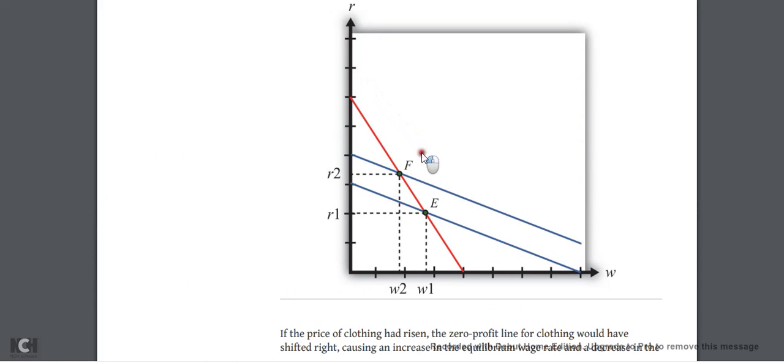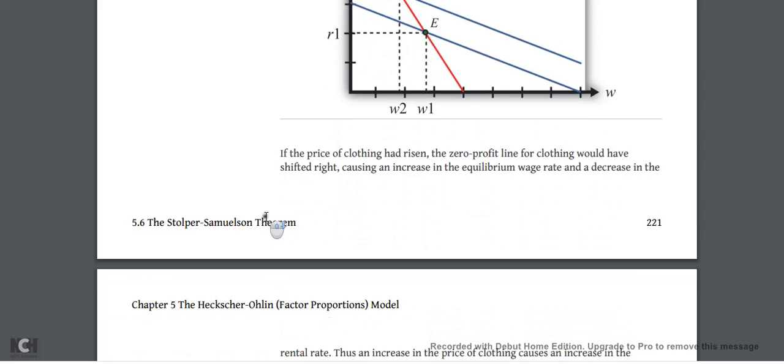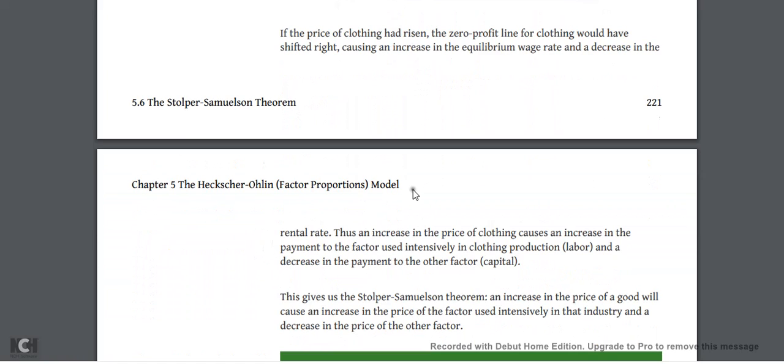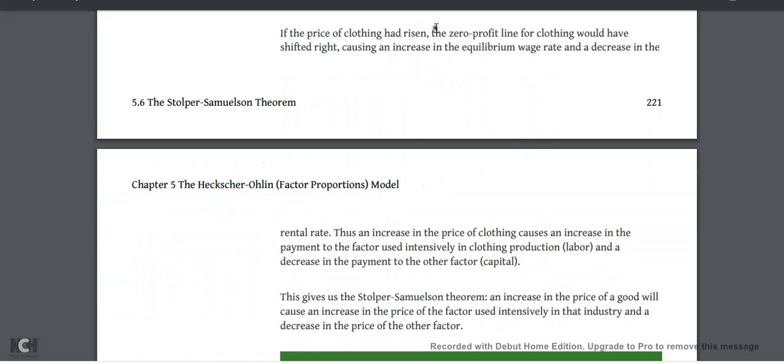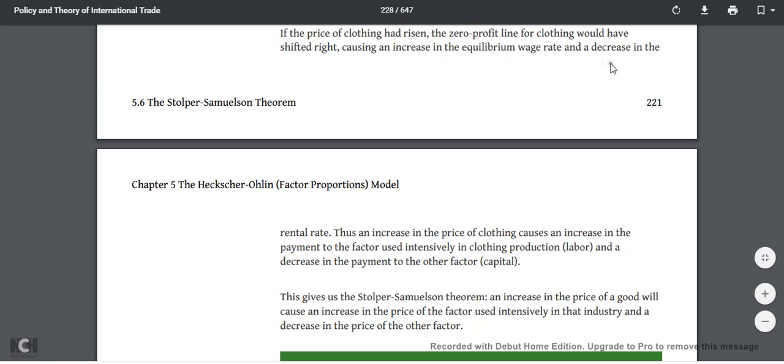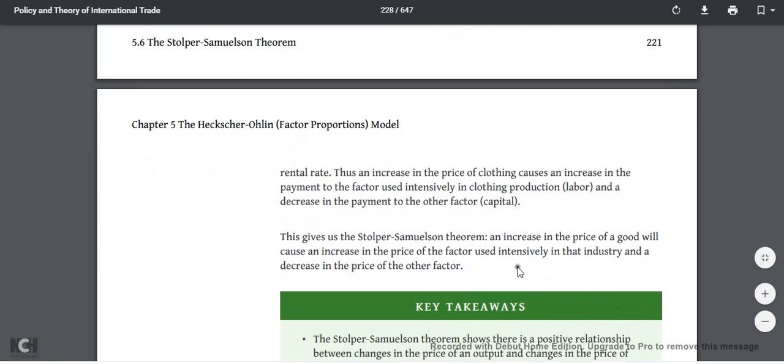Shifting to the right causes an increase in the equilibrium wage rate and a decrease in the rental rate. Thus, an increase in the price of clothing causes an increase in the payment to the factor used intensively in clothing production, and a decrease in the payment to the other factor, capital. So now you have clearly understood.